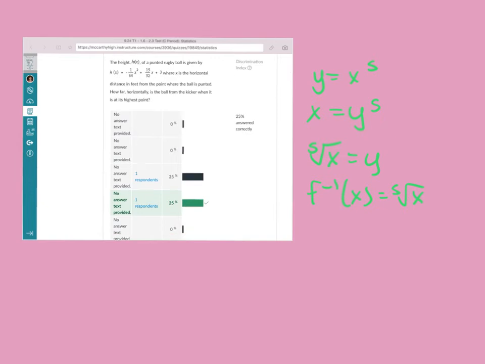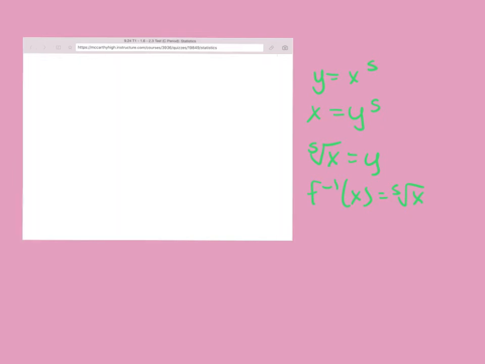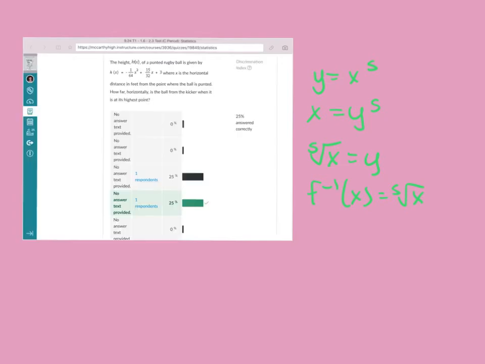Okay, so this one, it's probably easier for me to do it here. It was negative 1 over 64 x squared plus 15 over 32 x plus 3, and then graph it. And your graph looked like this. Your question was, how far horizontally is the ball from the kicker when it's at its highest point? The horizontal would be the x. I want to know the x value when it's at its max. So I'm going to find the max, which is there. X is 15, which is what the question was looking for.